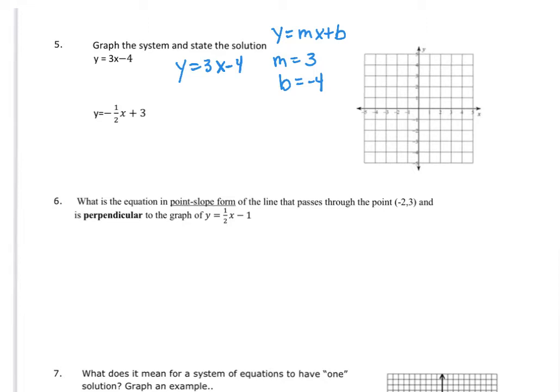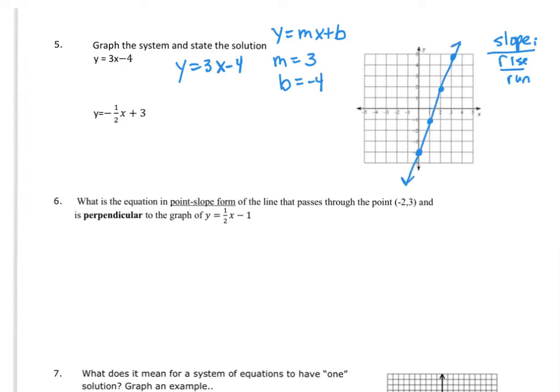When I plot that here, I start with my y-intercept, which is negative 4. And then remember my slope, this is my slope over here. That is my rise over run. So if I start here at negative 4, I go up 3 over 1, up 3 over 1, up 3 over 1. So this is what my line kind of looks like.